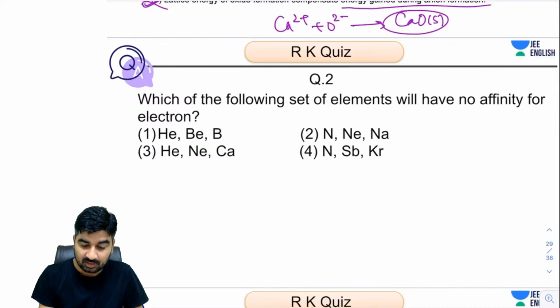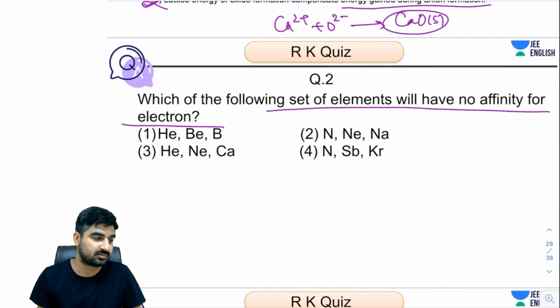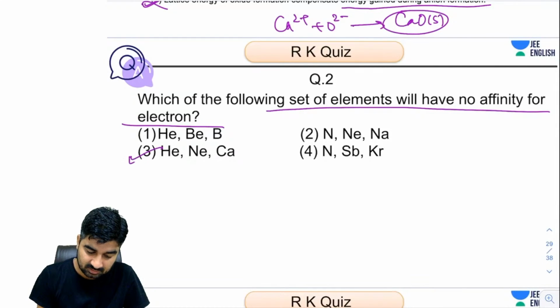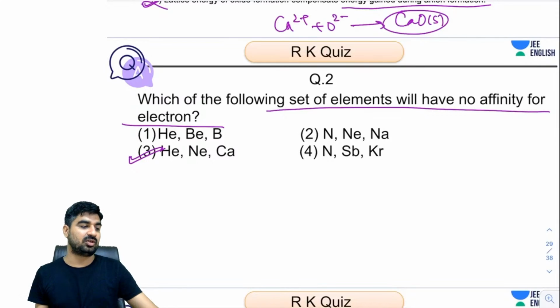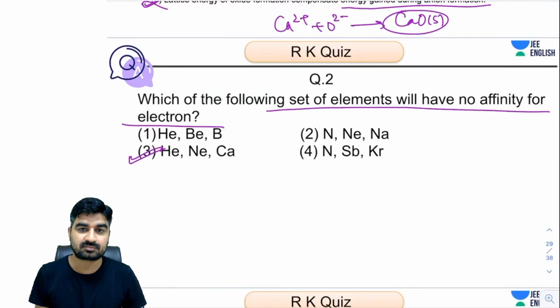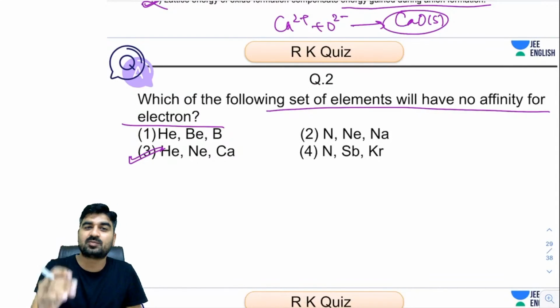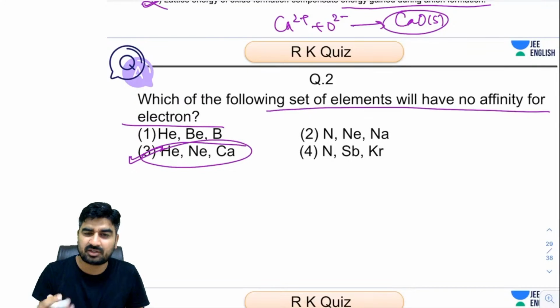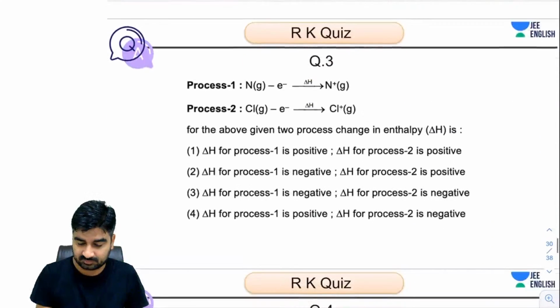Which of the following set of element will have no affinity for electron? So it is this one: helium, neon and calcium. C. Yes, Captain Jack, you are right. So let's move to the next point. All are inert, they don't want to gain electron.